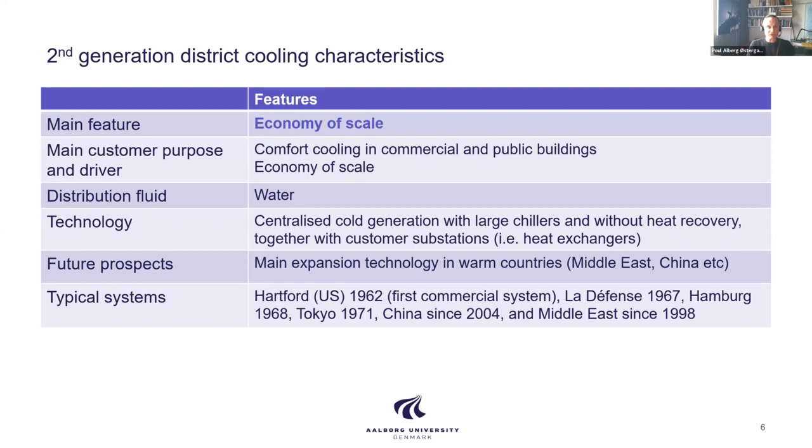Then moving into the second generation of district cooling, this is a matter of economy of scale, basically. We're moving away from the industry into commercial and public buildings to provide cooling for these ones. And at this point in time, we're talking about chilled water, which is being circulated. So you're producing chilled water and you send it out through insulated pipes into houses or into buildings, where you then have a heat exchanger, or it's also commonly called a substation, which kind of takes the cool out of the water and cools air and circulates air into the building.